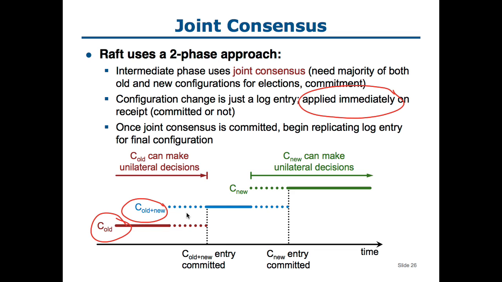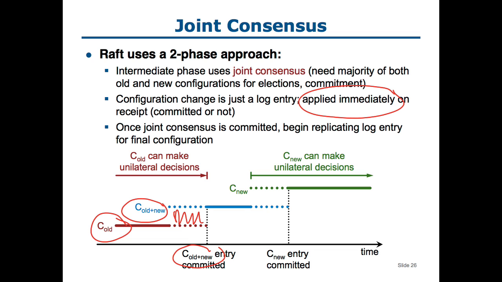Now, for a while, until that entry becomes replicated or reaches the point of being committed, it's possible that decisions might be made either with COld or COld plus new. For example, if the leader crashes shortly after logging the new configuration entry, it's possible that some other machine that is still operating under the old configuration could be elected and take over the cluster. But at some point, this new configuration entry will become committed, COld plus new.